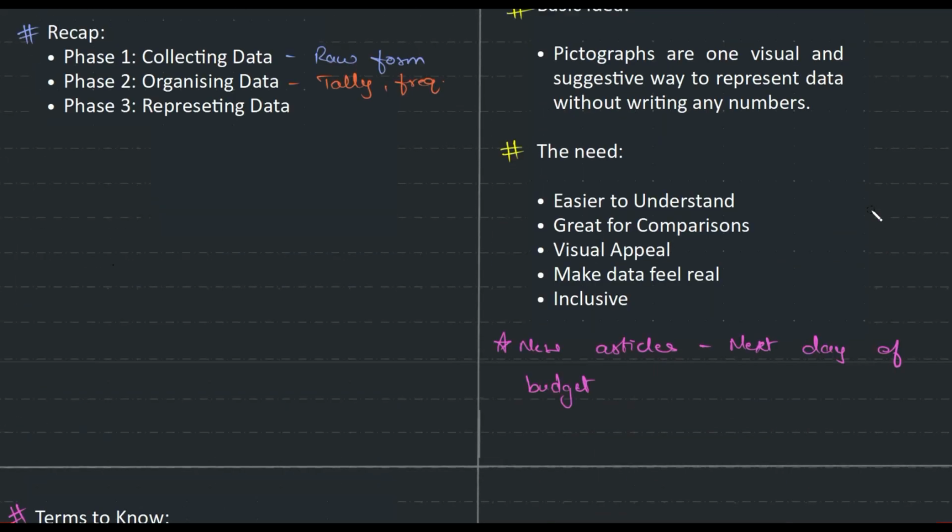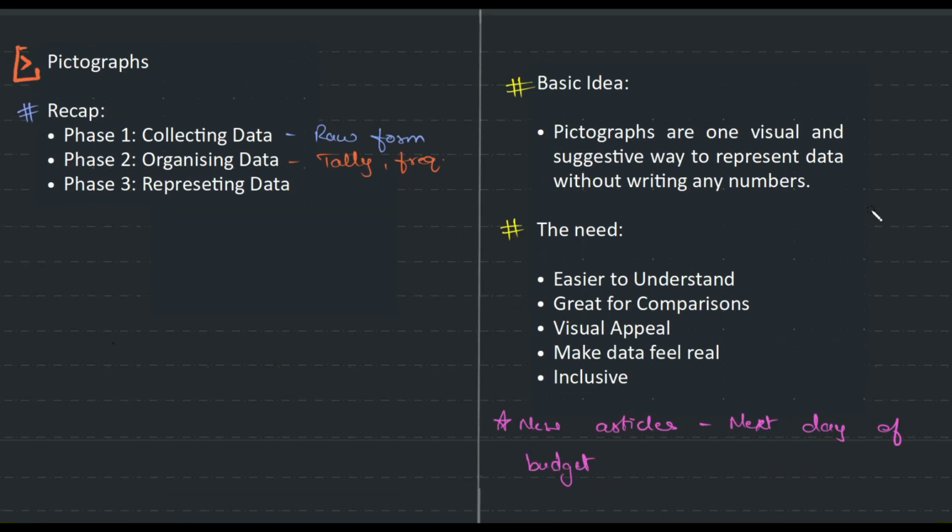So this is a small introduction to an aspect of data representation known as pictography. It's basically a visual representation of data. It makes it easier for us to understand, to compare, to visualize. It gives a real life feeling attached to data. It is inclusive, meaning even you understand it, and at the same time it makes sense and is useful for your parents as well. People out there, elders who are taking decisions, it'll be useful for them as well.